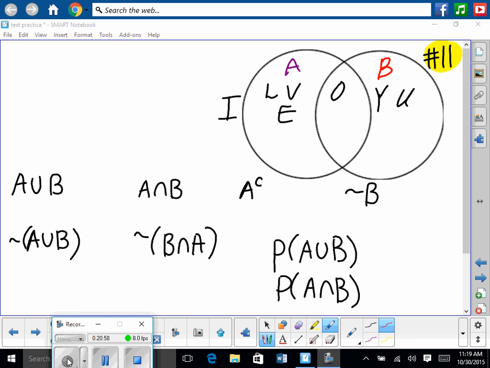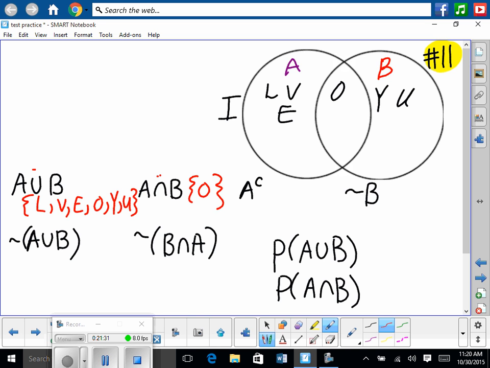All right, so now let's do this one. Find A united with B. A union B. So if it's in A or B, it gets to come. So A union B means in A or B. So that would be L, V, E, O, Y, and U. That's in A or B. All right, now A intersect B. This is only in the intersection, and it's easy to see with the Venn diagram. So in the intersection of A and B would be O.